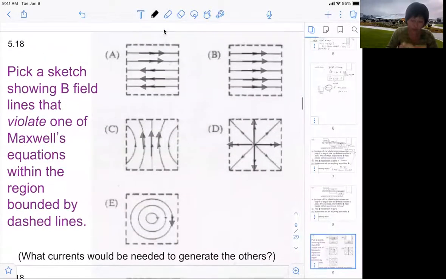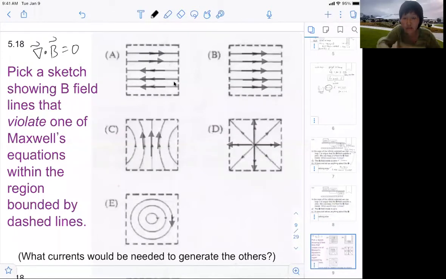Okay, all right, this is from your pre-lecture questions, pre-flight questions. So now let's look at them one by one. Pick a sketch showing the B field lines that violate one of the Maxwell equations. And I think you know which Maxwell equation I'm talking about. Which one of these violates del dot B equals 0? You can simply go ahead and say the answer or type it. Which one of these clearly violates the no magnetic monopole law?